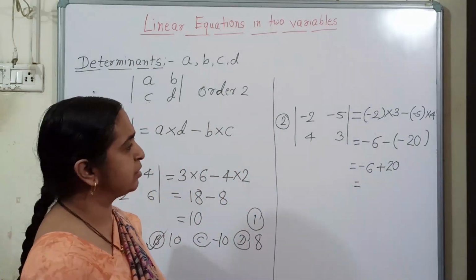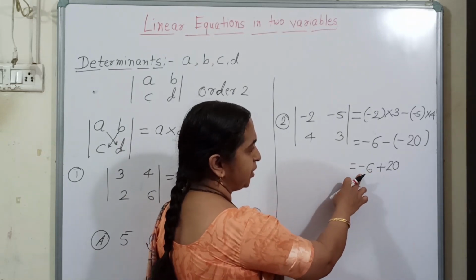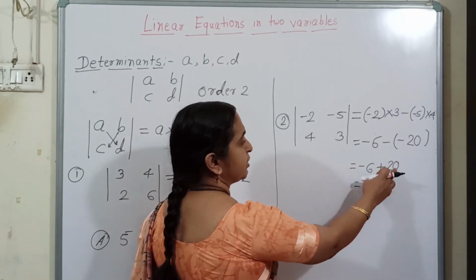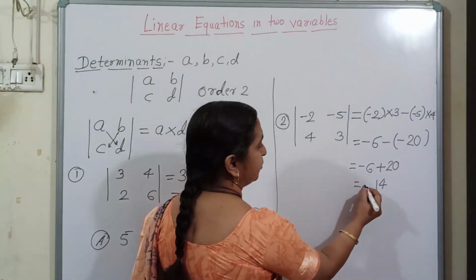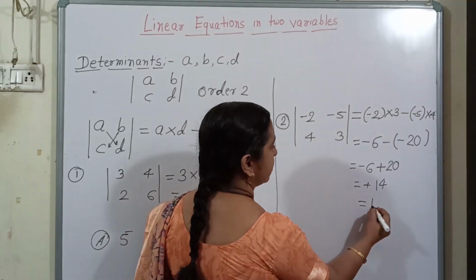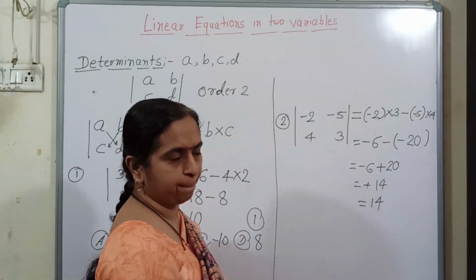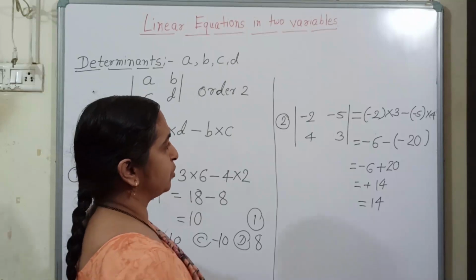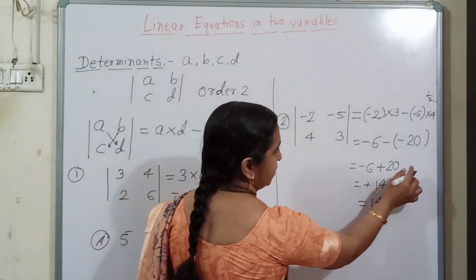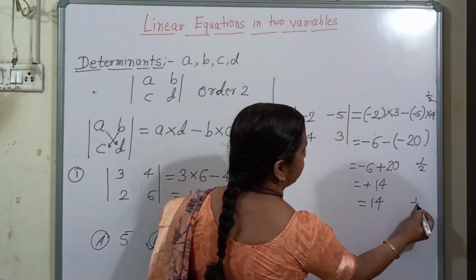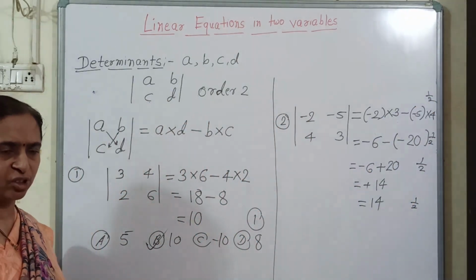Now again simplify this. 20 is a positive number, 6 is negative. Signs are opposite, therefore we have to take the difference. Larger number 20 minus 6, 14. And sign of larger term means plus. Actually it is not necessary to write the positive sign, therefore value of this determinant is 14. This may be our 2 marks question. For this first step you can get half mark. At this stage you can get 1/2. Here also 1/2 and here 1/2. This may be your 2 marks question.